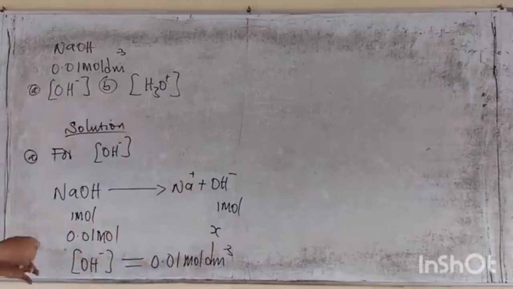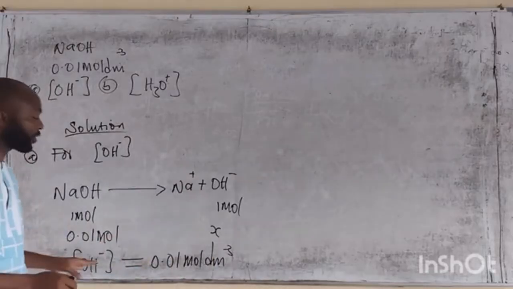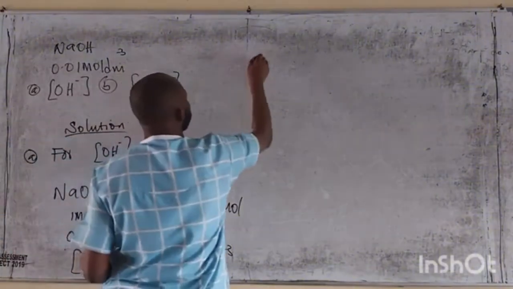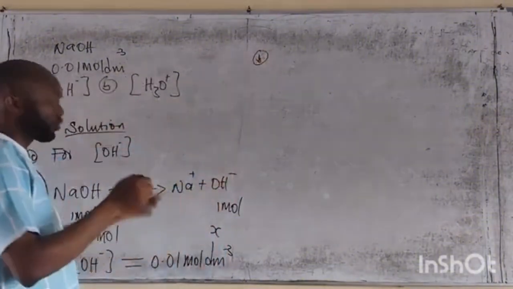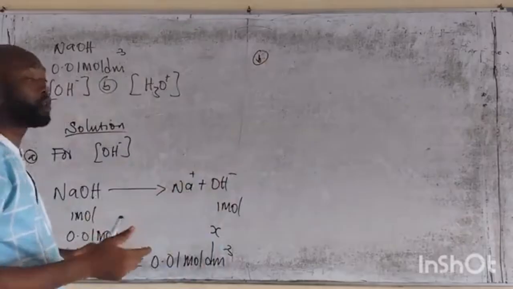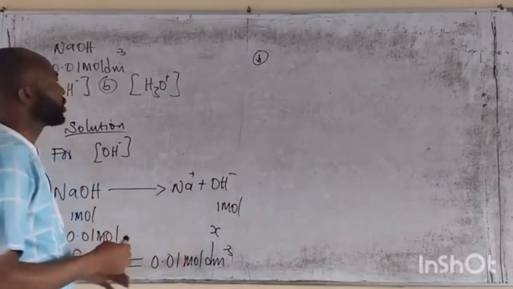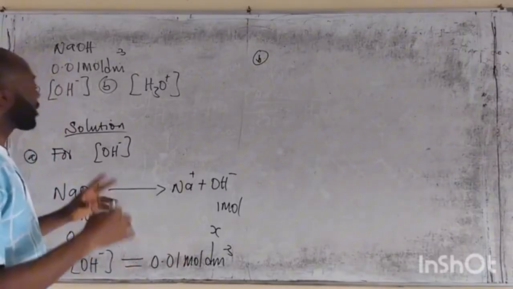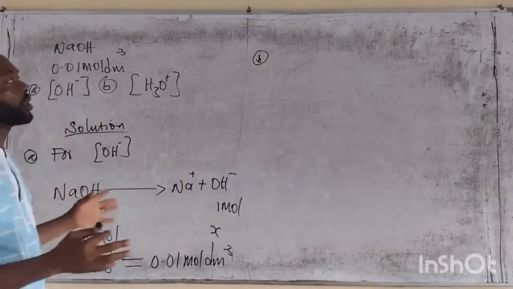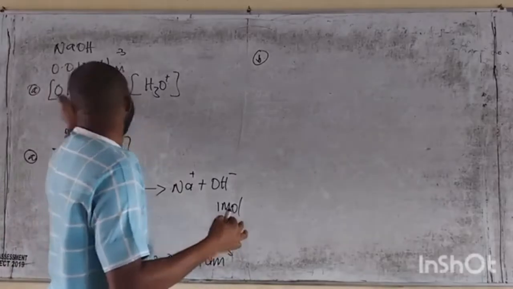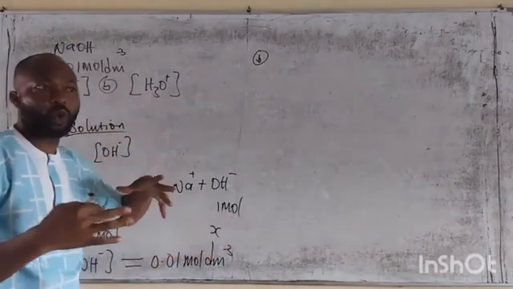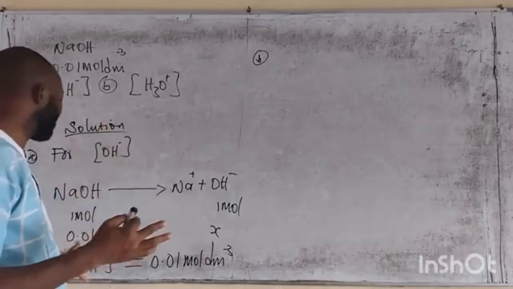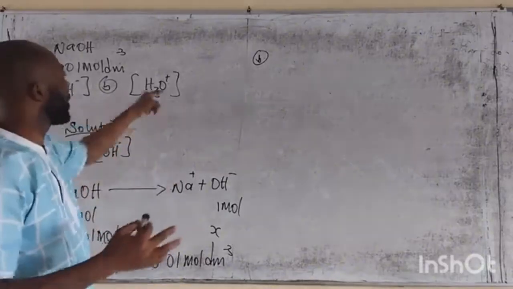for the hydroxide ion. So if this is my answer for hydroxide ion, the next question, B, says I should calculate the hydrogen ion concentration or hydronium ion concentration, which is the same thing. So now how do I get that? Remember we say at 25 degrees Celsius, the product of the hydroxide and hydronium ion concentration equals 10 raised to the minus 14. So if I use that formula, I can get the hydronium ion concentration.